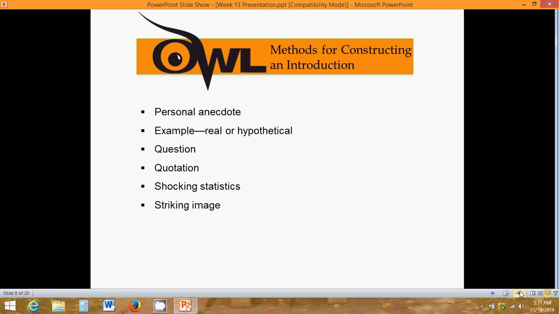Other things you could do, you could share a quotation from your research or from a famous person that would have credibility with that topic. You could share startling statistics, something that would shock the reader into interest in your paper, or share a striking image. So that's actually describing something with your five senses writing. So that's an image, not actually putting a picture in your paper, but actually describing a picture in your paper. So that's a striking image.